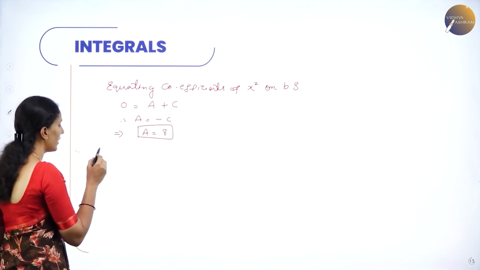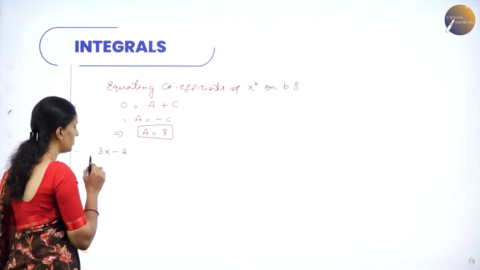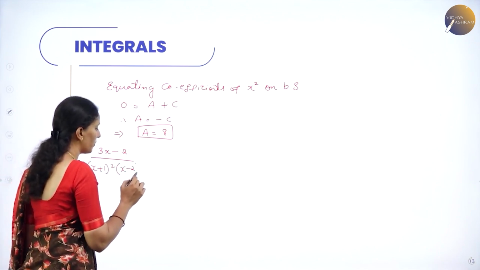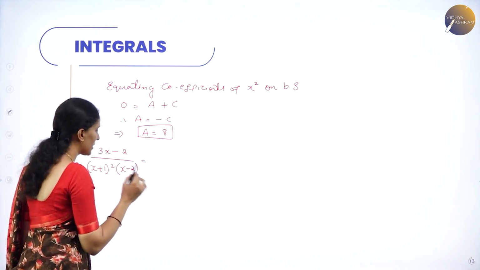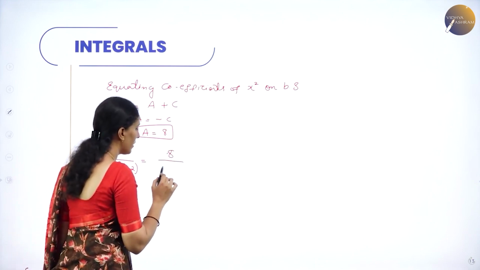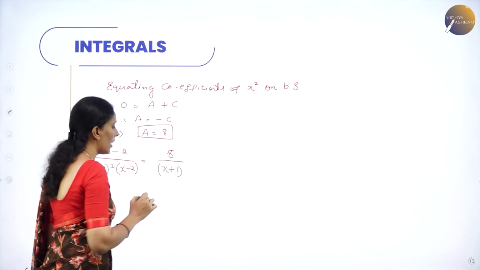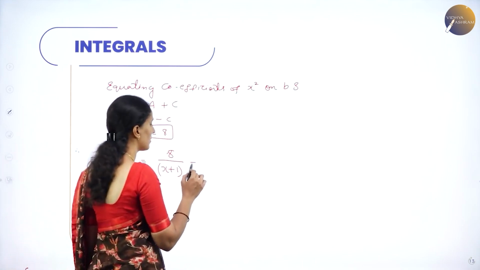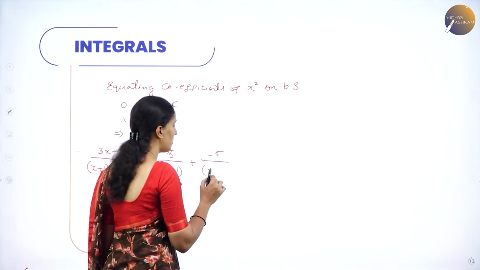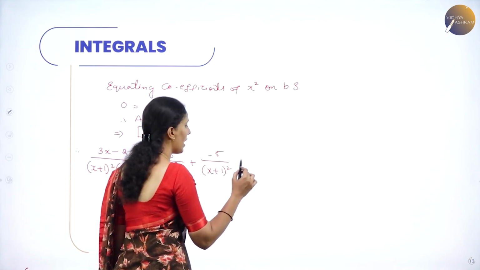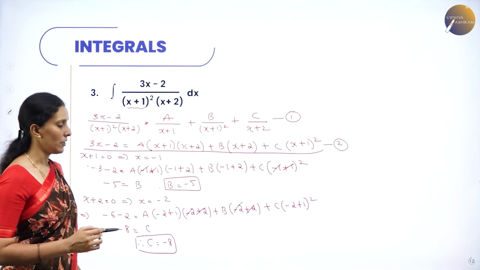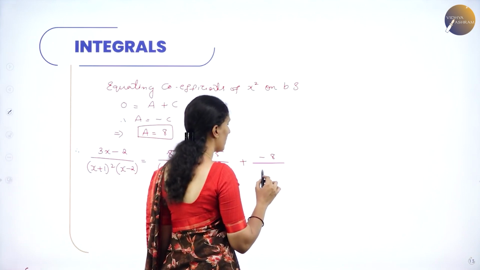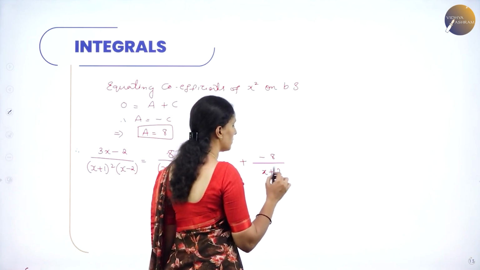So therefore, the equation (3x minus 2) divided by (x plus 1) whole square (x minus 2) can be written as a divided by x plus 1, and b divided by (x plus 1) whole square, so plus minus 5 by (x plus 1) whole square. Next we have plus c divided by x plus 2. So what is the value of c? We have minus 8 divided by x plus 2.